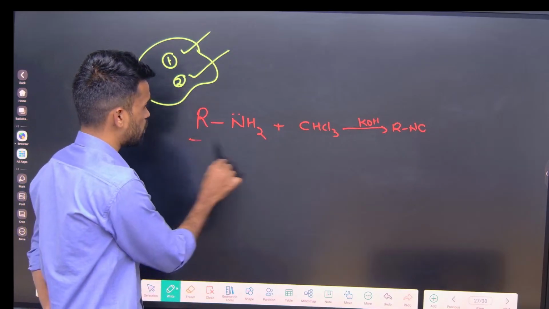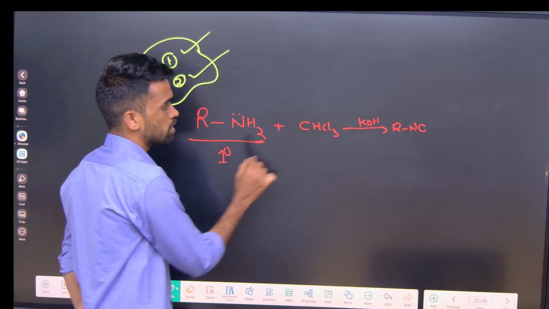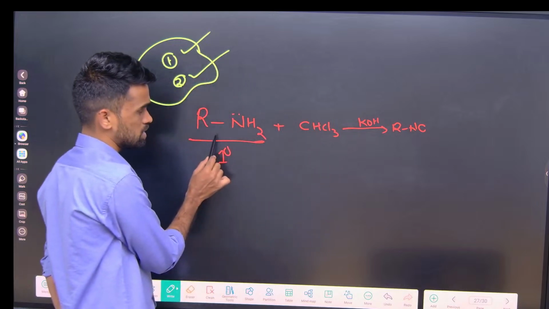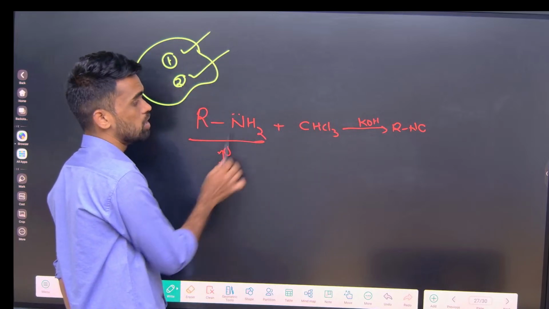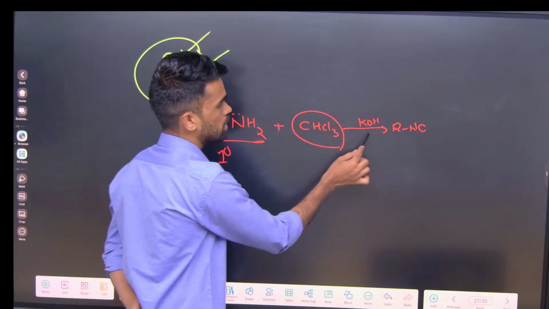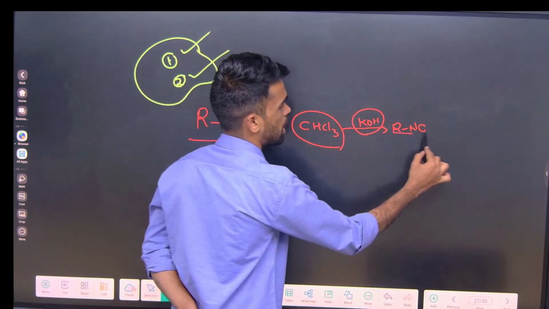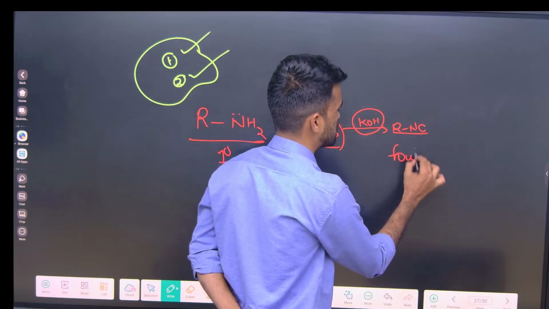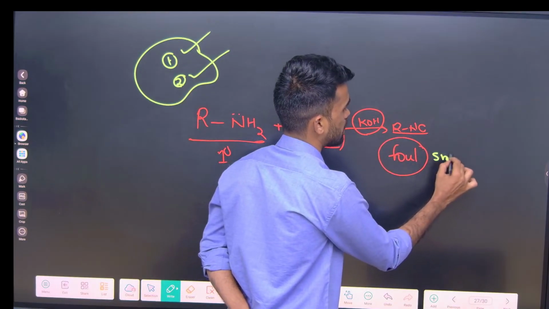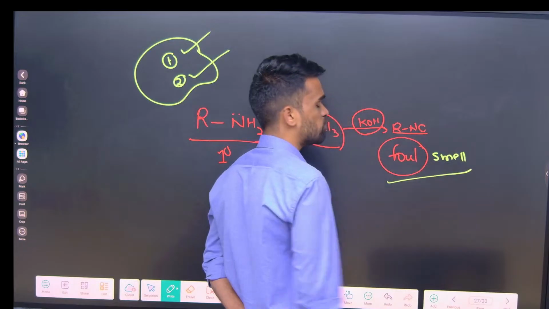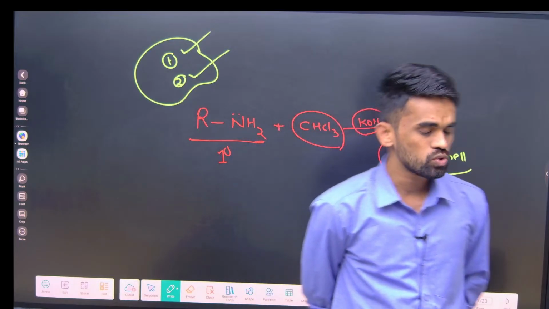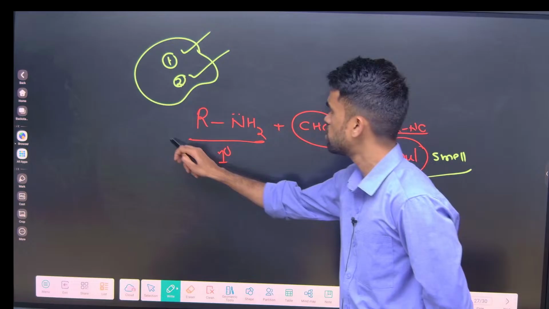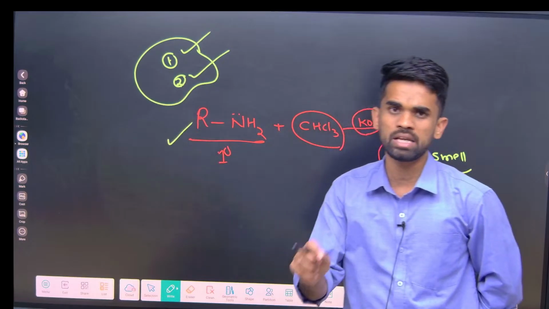See, only primary amines will give you the carbylamine test. So primary amines, whether aliphatic or aromatic, upon treating with chloroform in basic medium, we are going to get alkyl isocyanates. Okay, they have a very bad smell, a foul smell. So foul smell indicates alkyl isocyanates are formed in the reaction. So with this reaction we can get to know whether a given amine is primary or not.